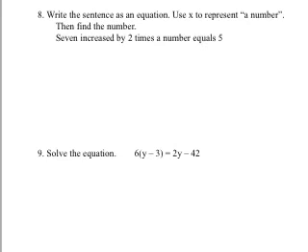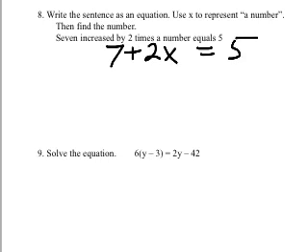Number 8. Write the sentence as an equation. Use x to represent a number, and find the number. So, again, we're translating, but this time we have equals. So, first thing we do is we look for our equal sign. And of course, here it just says equals, so that's got to be it. Equals. What does it equal? Equals 5. So we have 7 increased by 2 times a number. So 7, it's increased, so plus 2 times the number would be 2x equals 5.